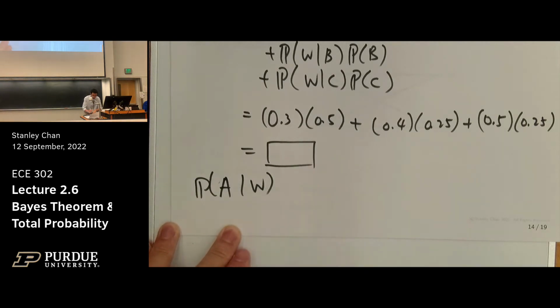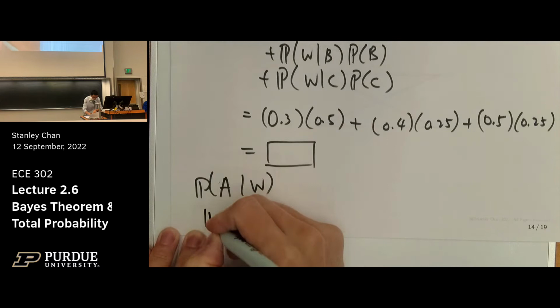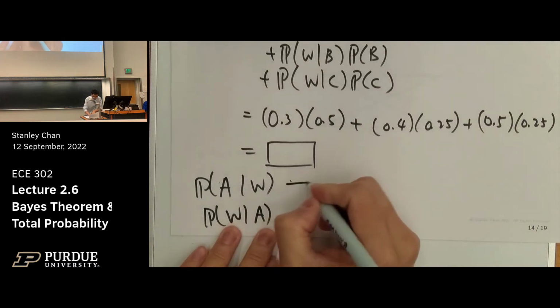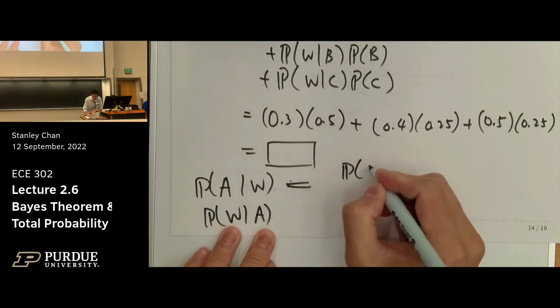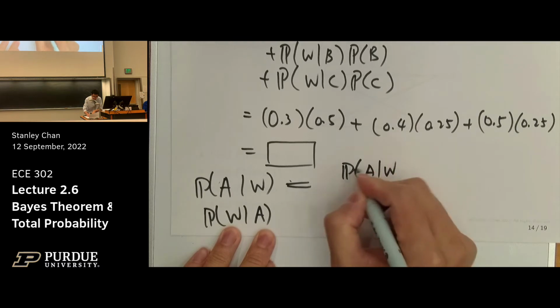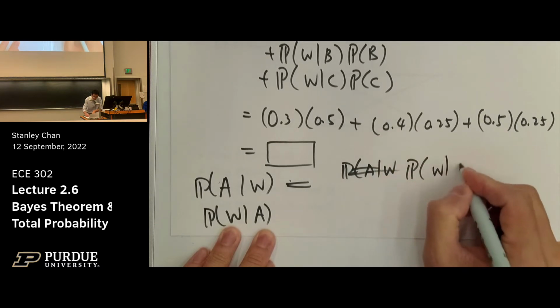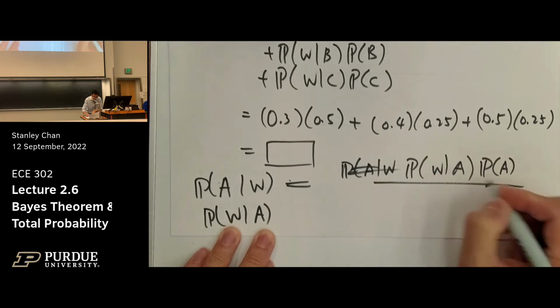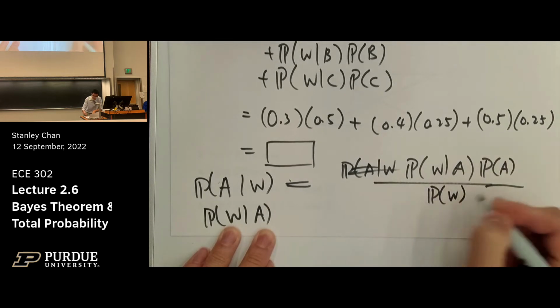Now, do not get confused. This is not the same as the probability of winning given A. The order has been flipped. And this is the probability of win given A, times the probability of A, divided by the probability of win.